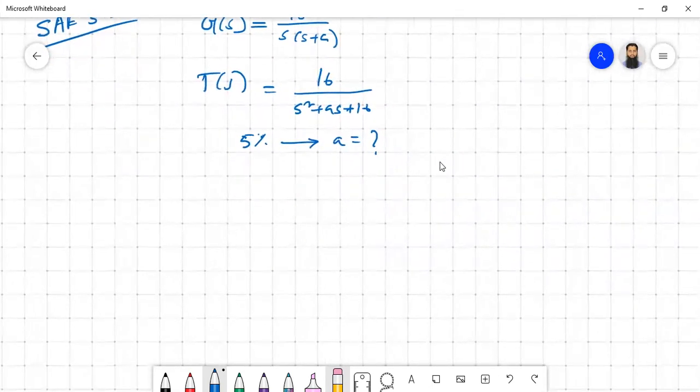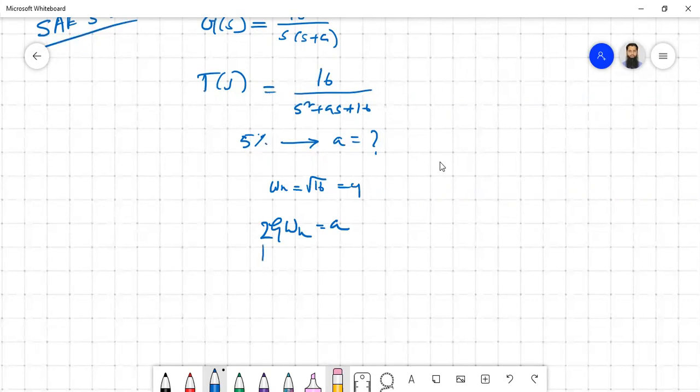As you can see, a similar thing you have to apply. What we know is omega n. This time omega n is root over 16, that is 4. So your zeta, twice zeta omega n equal to A. This is what you have to figure out.